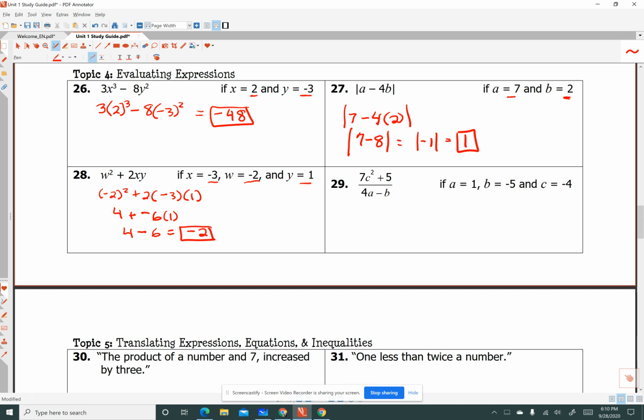And here we're going to have 7. C is negative 4 squared plus 5 over 4. A is 1 plus, oh, I'm sorry, it's not plus, that's minus.